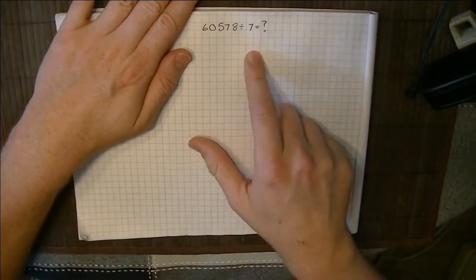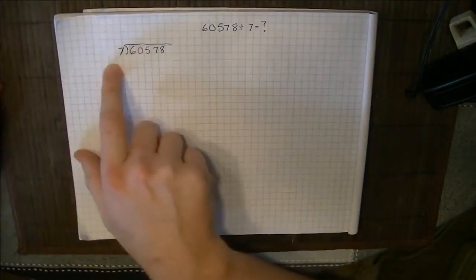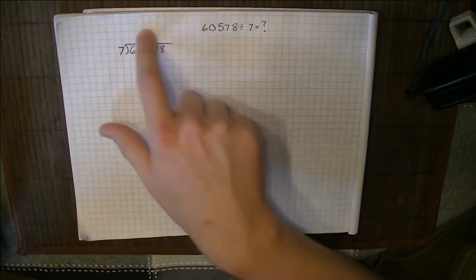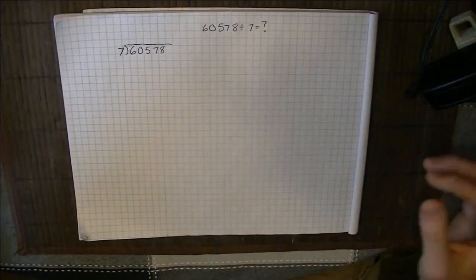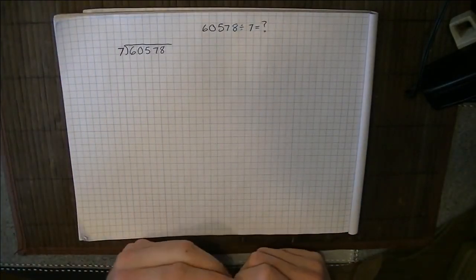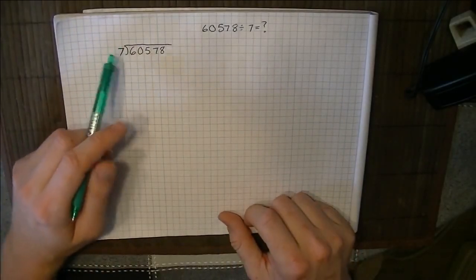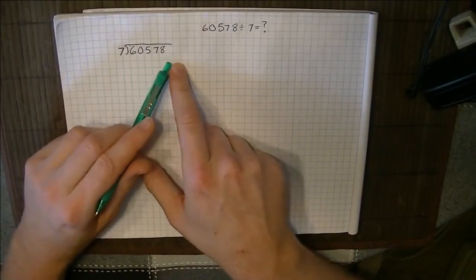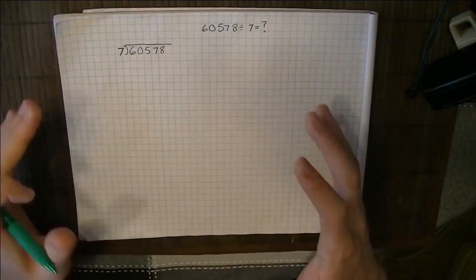Well, I'm going to take the number I'm dividing by, and I'm going to write that down like so, and then put this sort of weird house thing, which is the symbol that has been used since time immemorial, or at least since around the Italian Renaissance or something. And then we're going to divide 60,578 by 7. Notice the order of the numbers has flipped. That confuses some people sometimes.